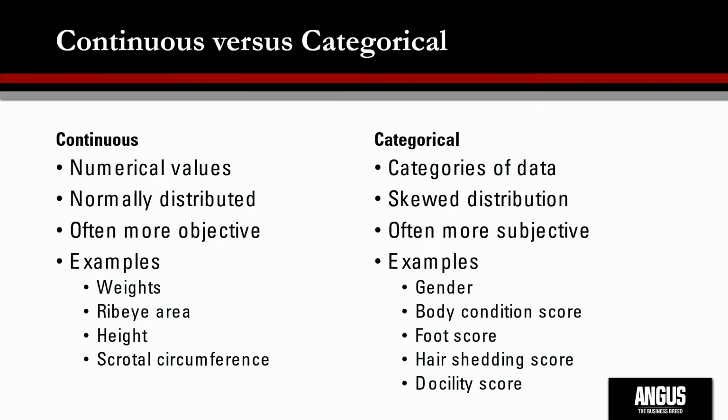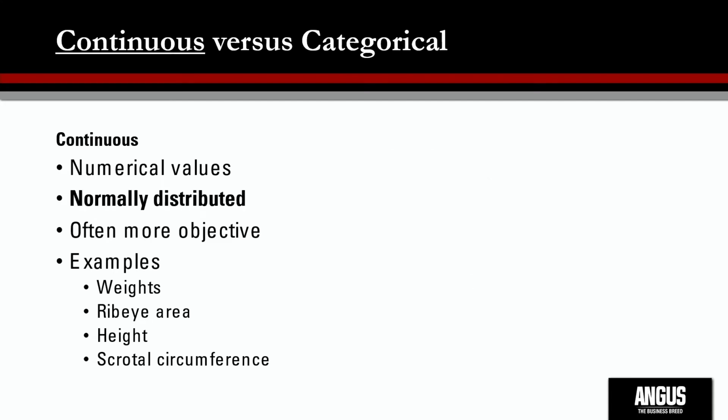Another way to look at this is to take an example of gender. Whenever you register an animal, it can be one of 3 genders. It could be a bull, a cow, or a steer. So it falls into 1 of 3 categories, and that's how categorical data is described. And a little difference with categorical data is that these often have a skewed distribution, and we'll take a look at that in more detail.